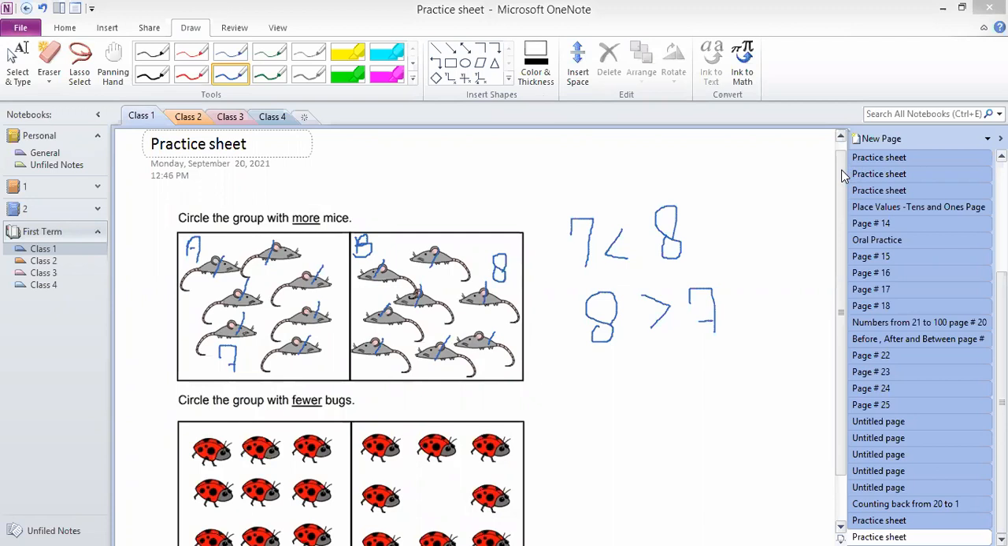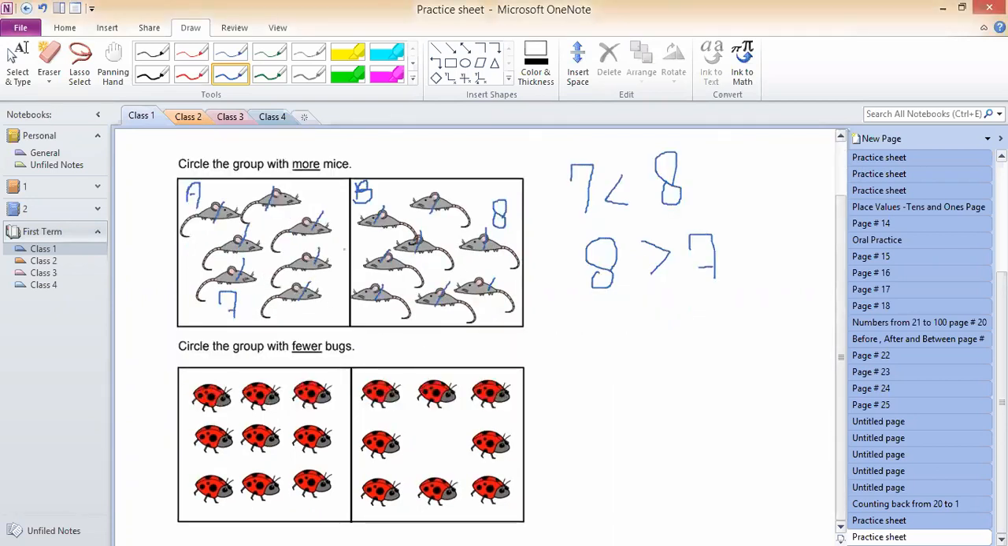That's very good. Now we have to circle the group with fewer bugs. This is group C and this is group D. I will check how many bugs are there in group C. 1, 2, 3, 4, 5, 6, 7, 8, 9. So there are 9 bugs. And here 1, 2, 3, 4, 5, 6, 7, and 8. So there are 8 bugs.